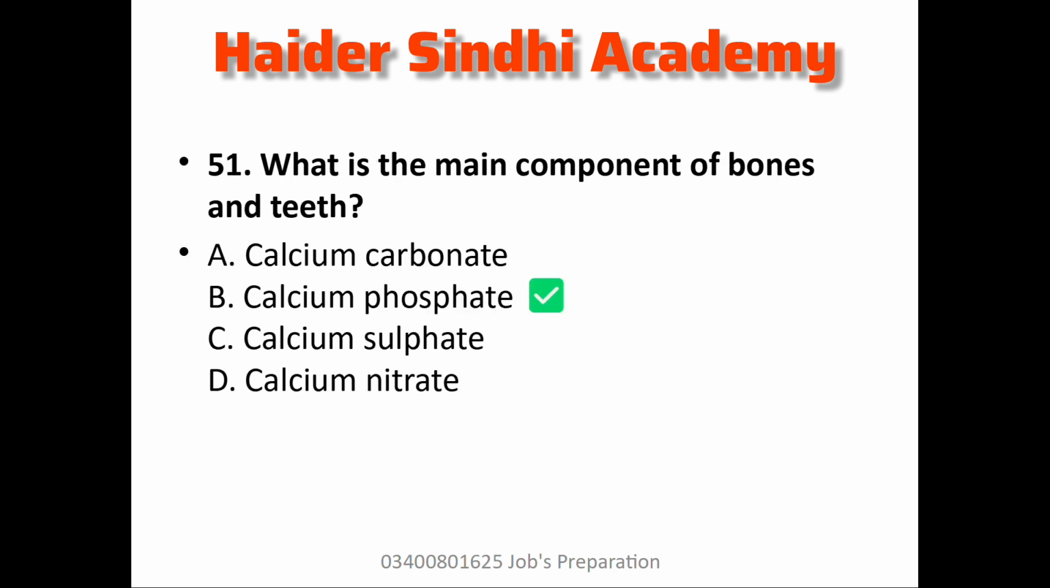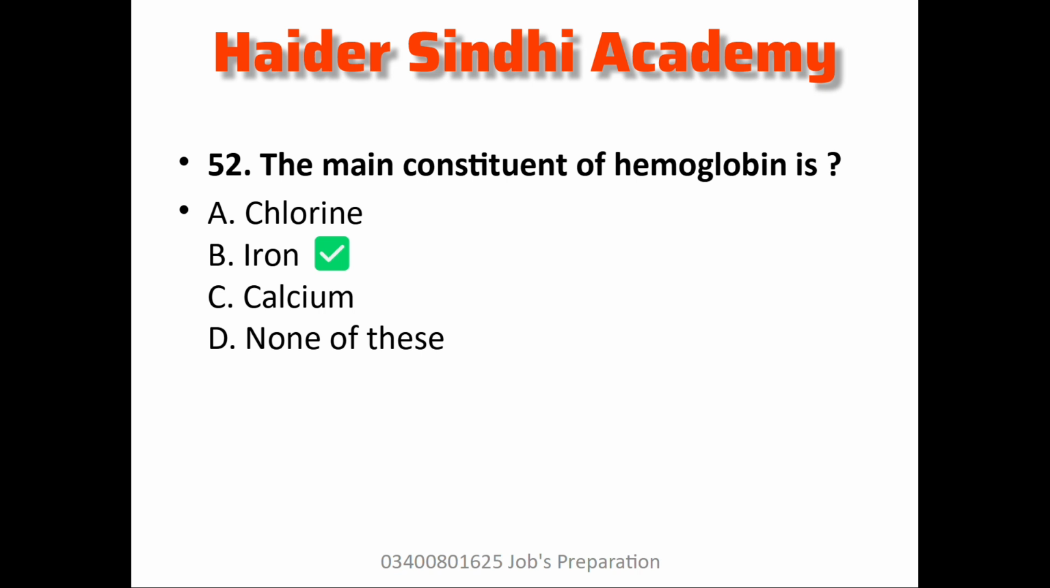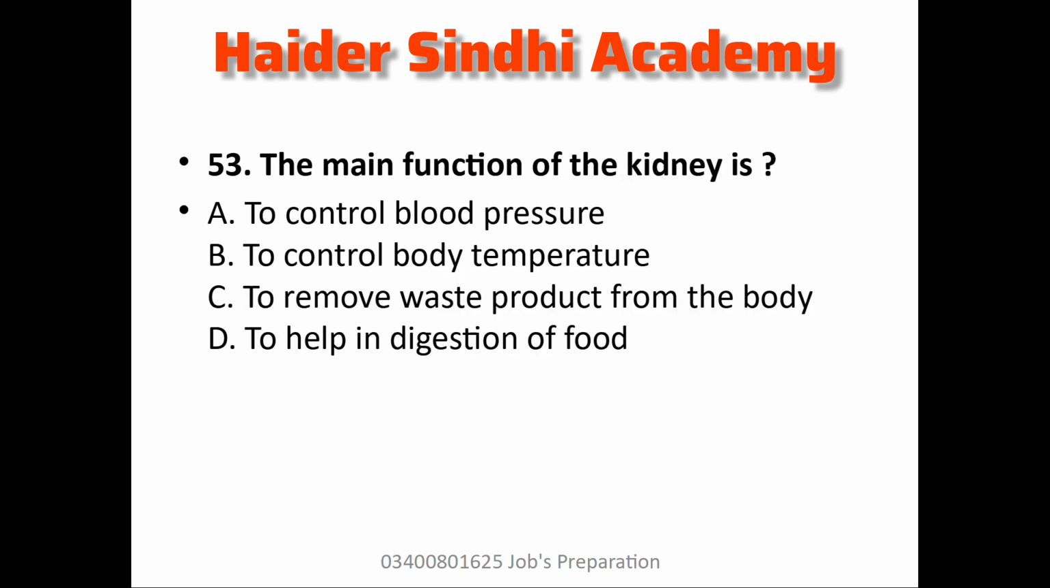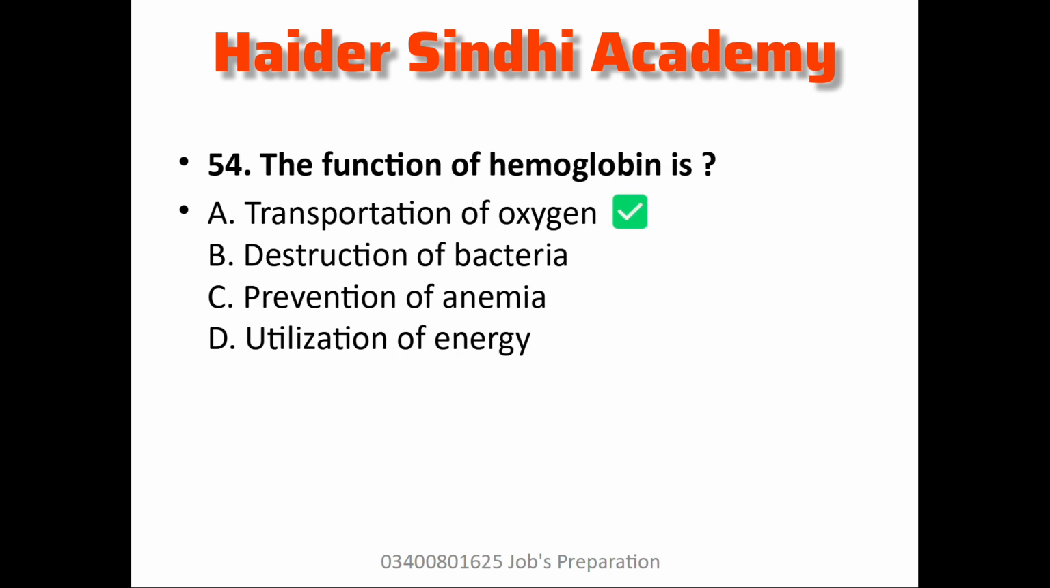What is the main component of bones and teeth? Calcium phosphate is the correct option. Option B. The main constituent of hemoglobin is iron is the correct option. What is the main function of kidney? इसका भी आप correct option comment section में बताएं. The function of hemoglobin is transport of oxygen is the correct option.